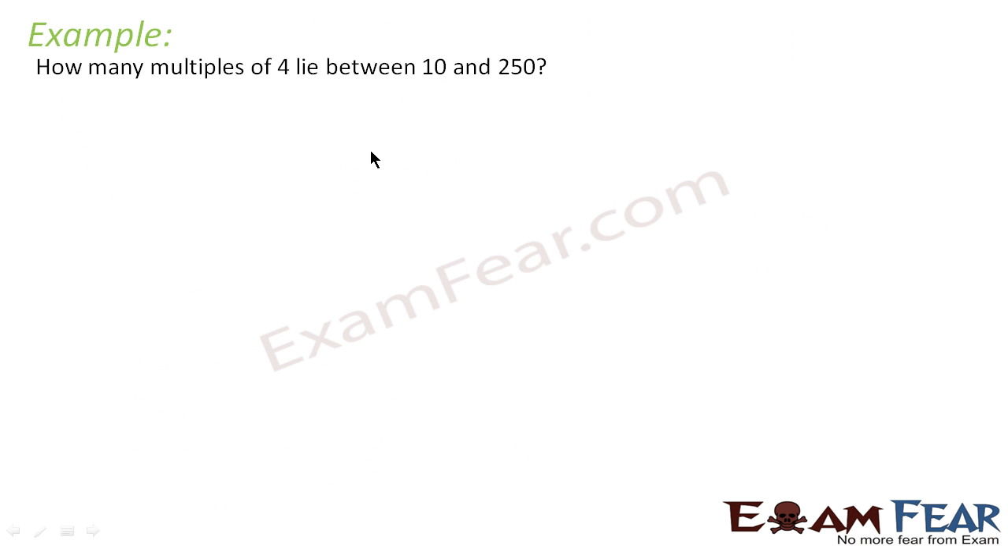How many multiples of 4 lie between 10 and 250? So if you start with 10, 11, 12, 13, the first number that is a multiple of 4 is 12. So we'll start the series with 12. The next number will be 12 plus 4, 16, and 20, because if you keep on adding 4, those numbers will be multiples of 4. Correct? Because if 12 is a multiple of 4, 16 will also be a multiple of 4.